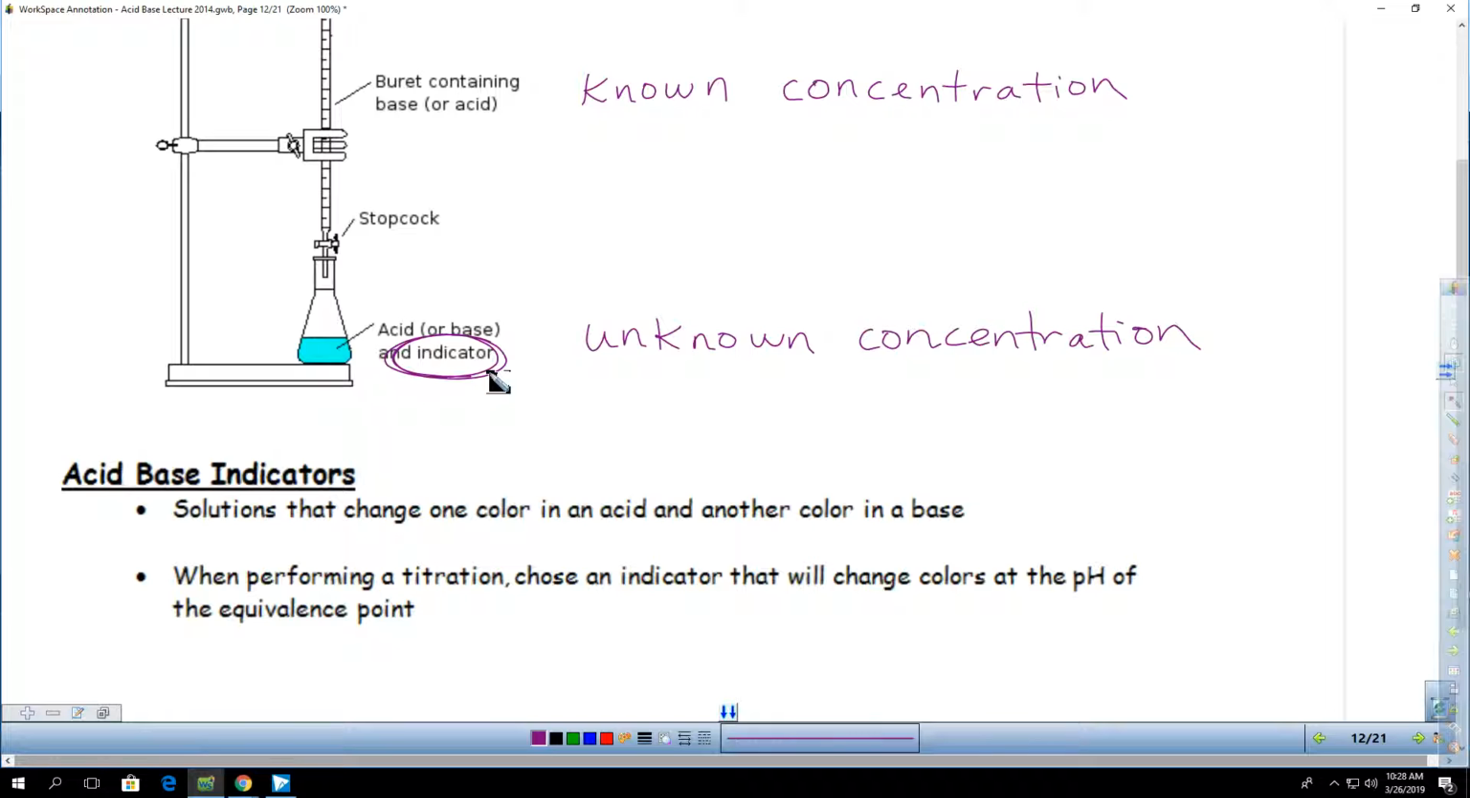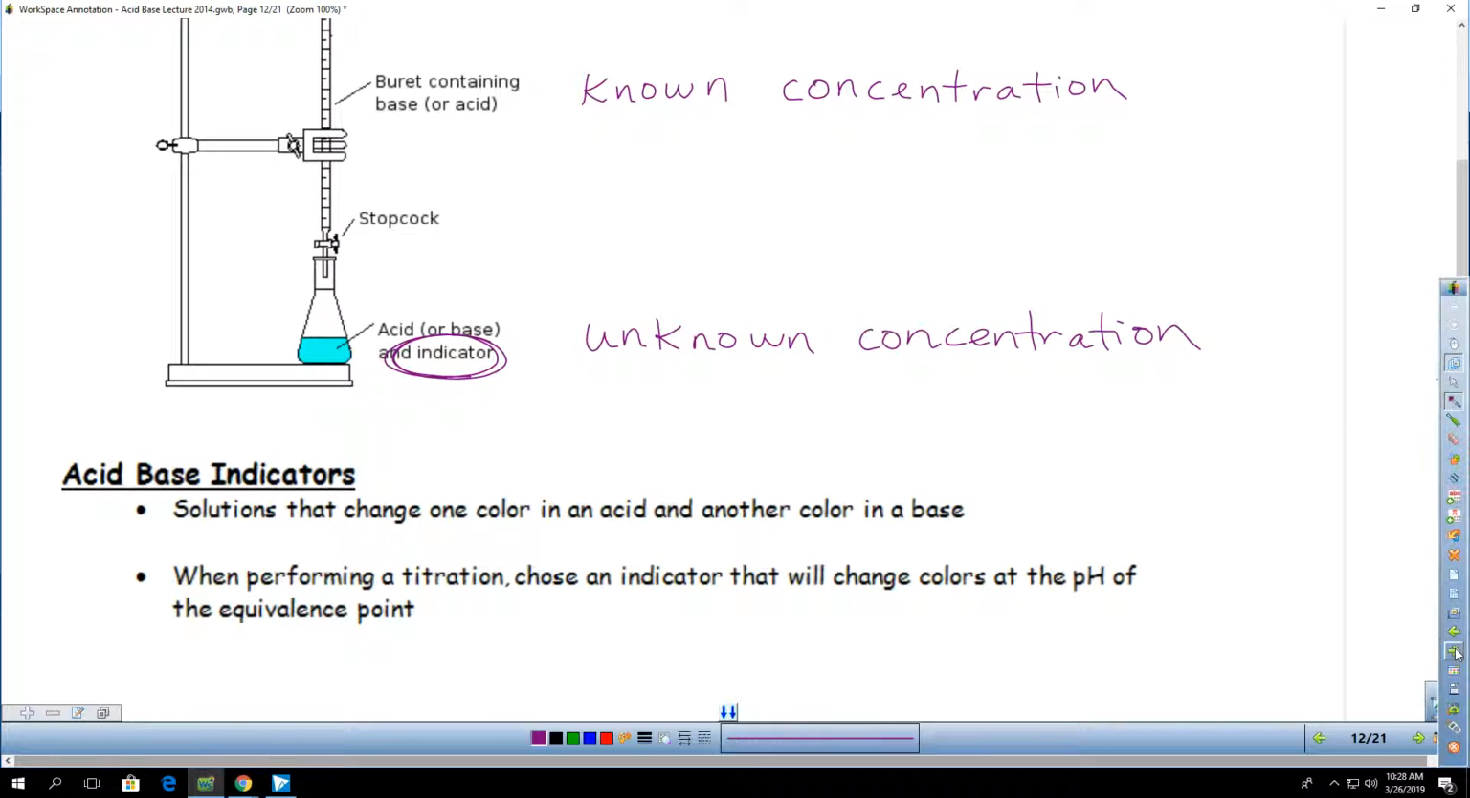That indicator then will be added to the flask. Flask, beaker, we usually use a flask, but it could be either. The flask will get the unknown solution and the indicator. The known solution, known concentration, that goes up in the burette. And we're going to measure very specifically how much volume is delivered in order to reach this equivalence point.